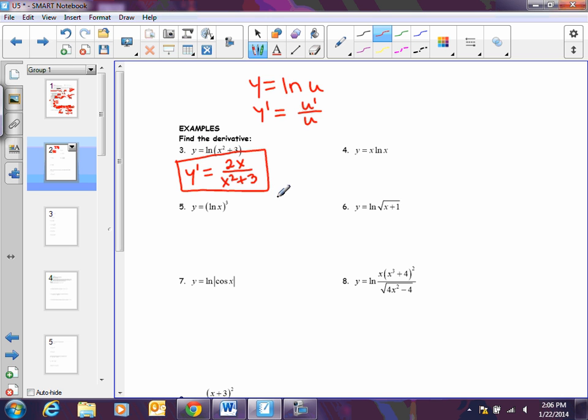Okay. Number 4. If you're thinking log property toolkit, what would you want to do with this x that's in front? You might want to make it become the power on the other x. But then you got to think, do I know how to take the derivative of x to the x power? We've never done it before, so it must be more complicated than I think. So I'm not going to use a log property.